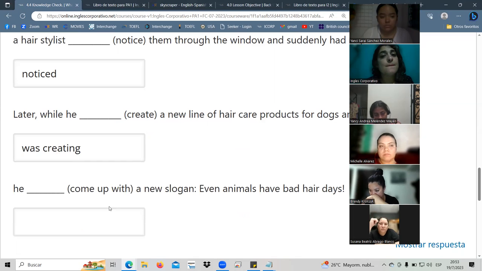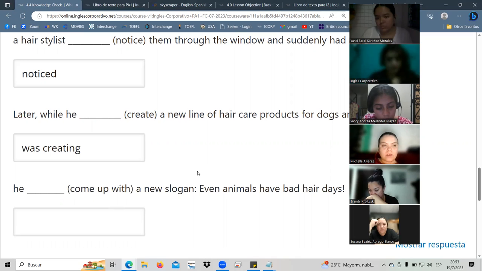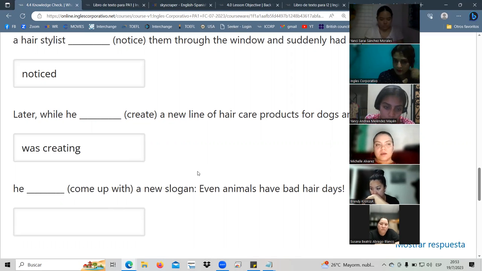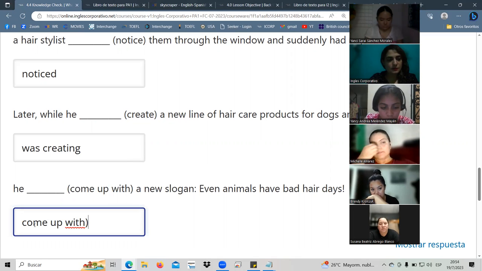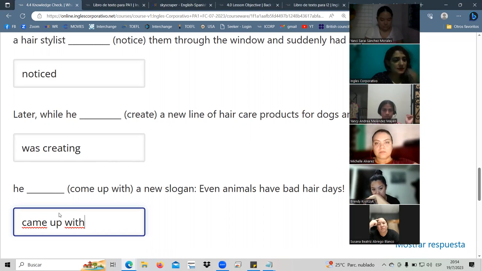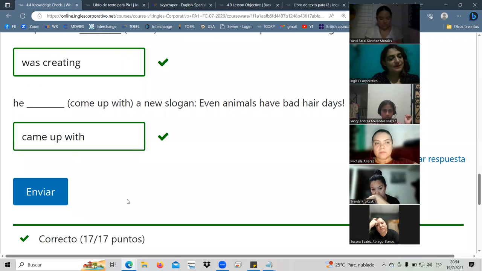And the next one, Michelle. He came up with a new slogan. Good job. So the verb is actually came, right? Came. Ahí está. Came up with a new slogan. Even animals have bags. Vamos a ver. Yeah. Thank you.